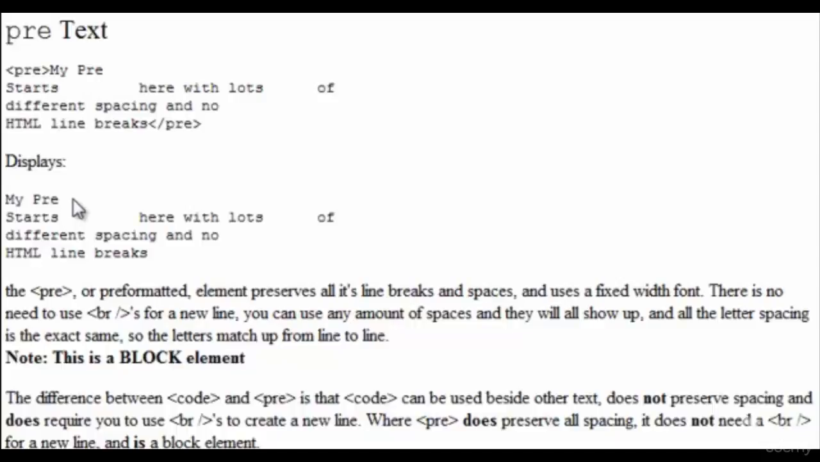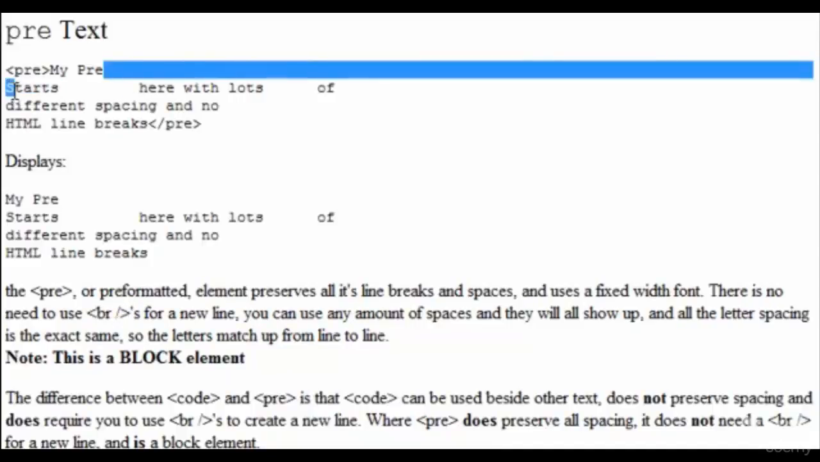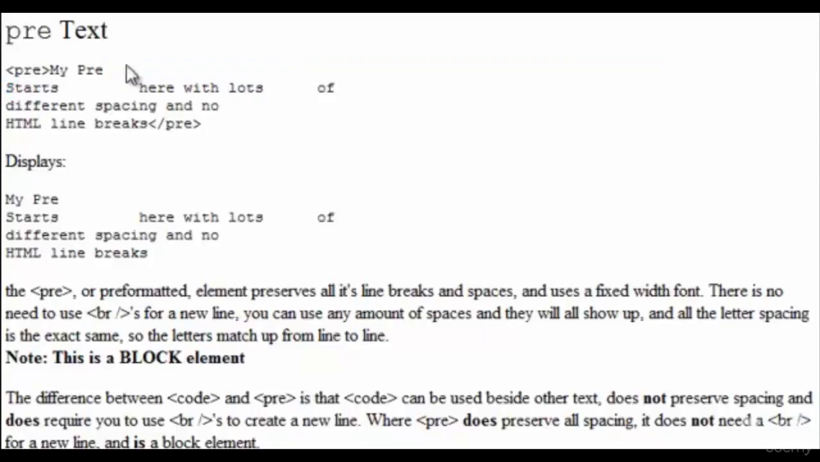With pre-formatted text, you also don't have to use any line breaks. So there's no need to use the BR tag. You can simply go down to the next line. For example, from here to here. There's no BR in there, and it still created a new line. And very similar to how the code element works, all the letter spacing is the exact same, so the letters match up from line to line. For example, if you take a look at the first letter of each 4 lines here, they line up perfectly. Even the smaller letter, such as I, matches perfectly with a capital T, which is a much larger letter.